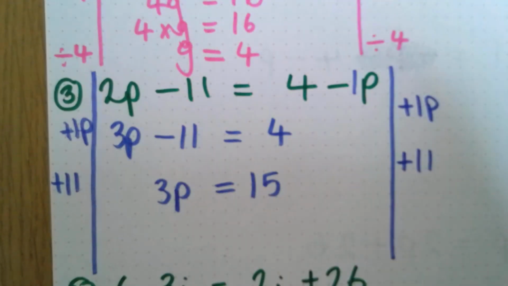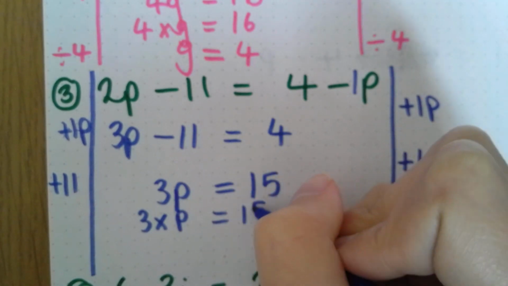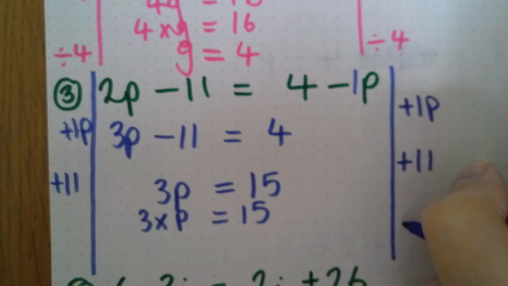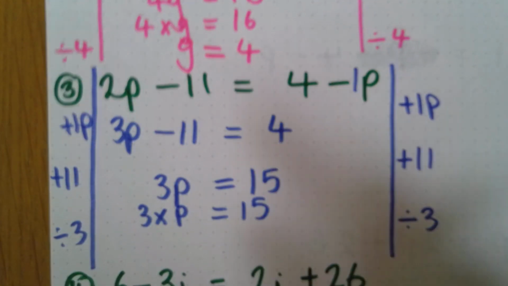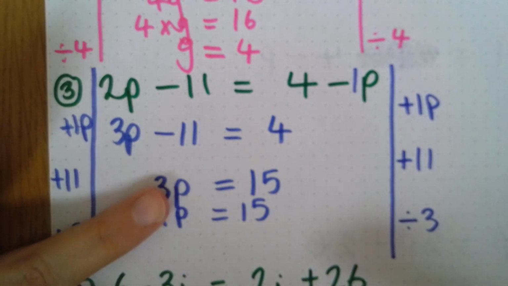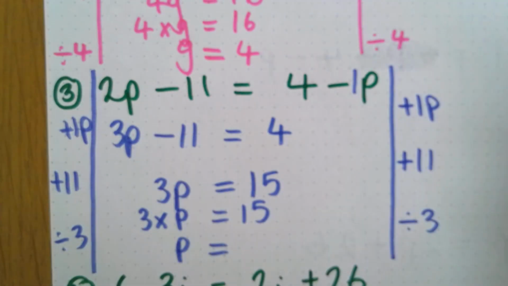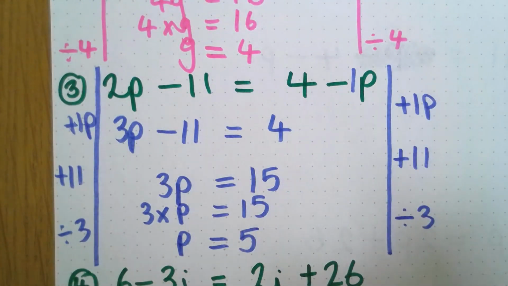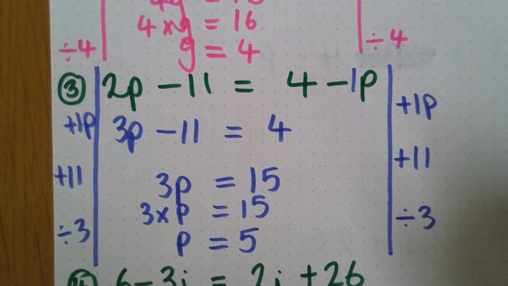Okay, we can rewrite 3p as 3 times p equals 15, but we don't want 3 times p, we just want p on its own. So the opposite of times by 3 is divide by 3, so we have to do that on both sides. So something times by 3 divide by 3, they disappear, so you're just left with p equals, and then we've got 15 divided by 3 is 5. So there's our answer. Okay, we've got a letter equals a value.